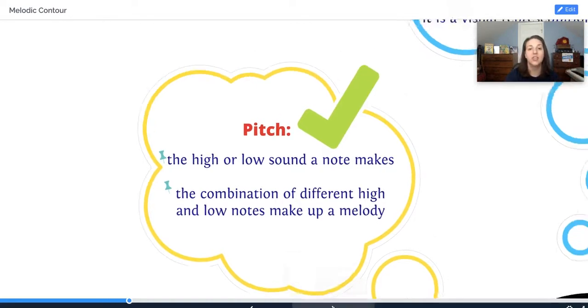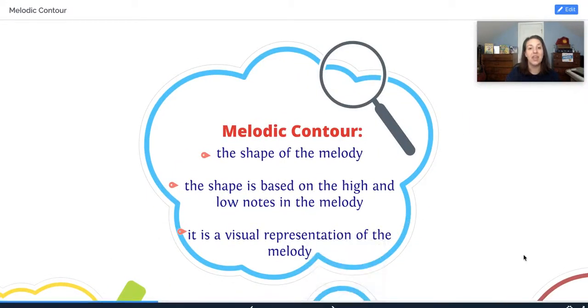All right. So it's all about the pitch, and it's the shape of those pitches or melody that creates the melodic contour. The shape is based on the high and low notes of the melody, and it's a visual representation of the melody. We're going to see some examples of that in just a moment, and then you're going to practice this on your own. Again, the melodic contour is the way that the pitches move in music. So if they're high, medium, or low, and how they move, if they go higher or if they go lower.